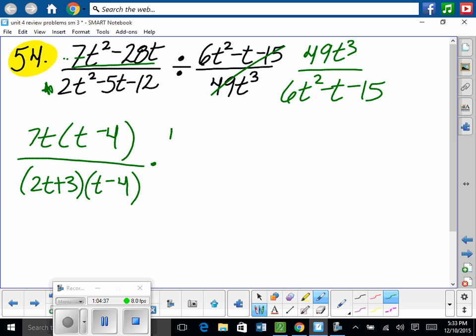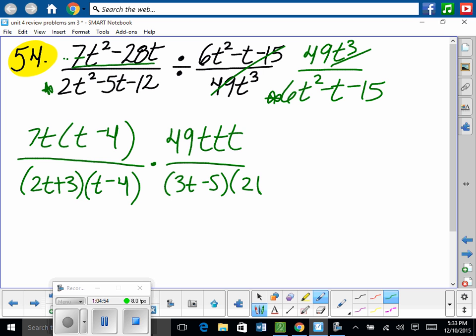And then we're timesing by 49, and then there's 1, 2, 3 t's because of t cubed, right? And it's not being added to anything, so I can do that. And then I'm going to factor this, and you have to long factor, and if you do, you're going to get 3t minus 5 times 2t plus 3. Now, only divide out things that are on top with what's on bottom.